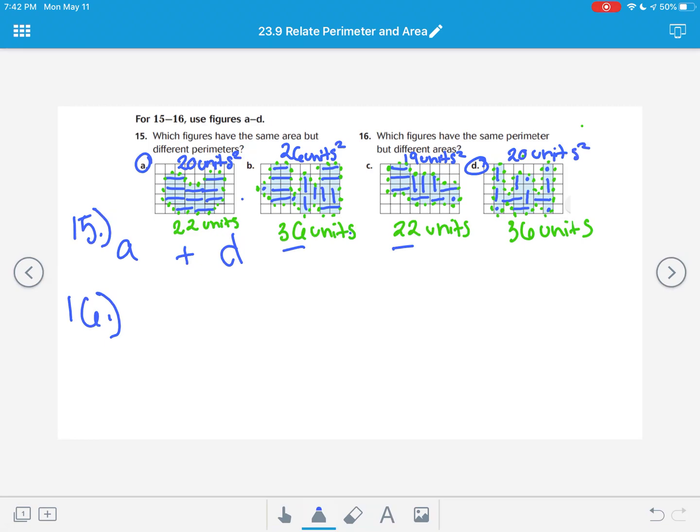That's why it's so important to make sure that you actually solve out every one. So the ones that have the same perimeter I see are C and A. Both have perimeters of 22 units, but they have different areas. So my correct answers for this one is A and C have the same perimeter, 22 units, but different areas.